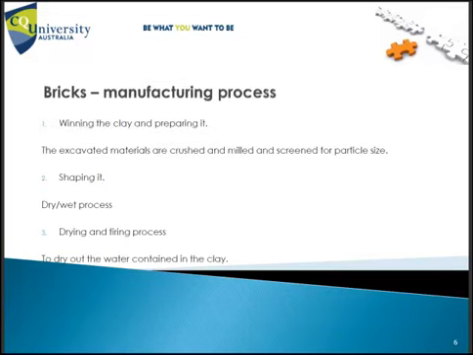The manufacturing process of bricks contains 3 steps. The first is winning the clay and preparing it. That means you should excavate the materials and screen it into different particle sizes. And the second step is shaping the products, which means you're going to shape the clay into different kinds of shapes. Some of them are rectangular. And the third step is drying and firing the shapes you're going to produce, in order to dry out the water contained in the clay.